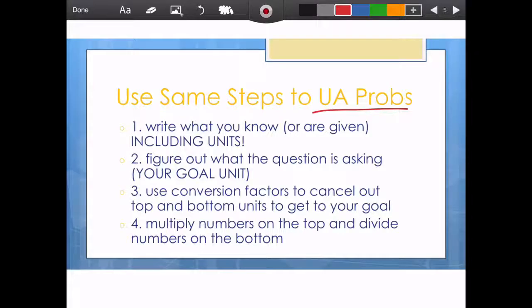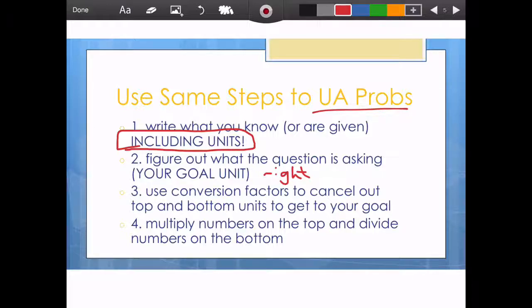Okay. Like I said before, these are the same steps for unit analysis problems that we used at the beginning of the year. Nothing has changed here. Step 1, write down what you know. Make sure you include your units. This is key for this unit. You need to have your units and your label, and I'll explain what all of that means. Step 2 is figure out what the question's asking. Write down your goal, and this one goes on the right-hand side of your line.